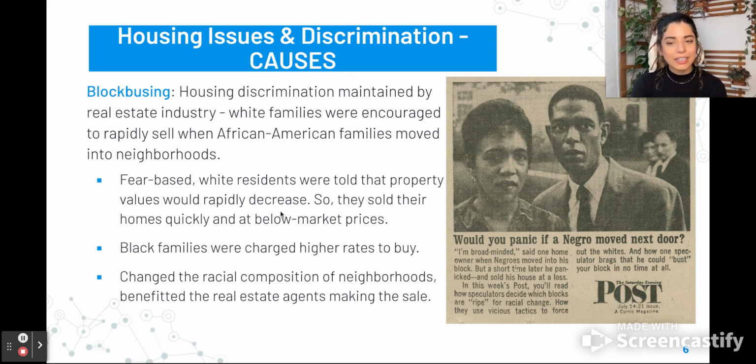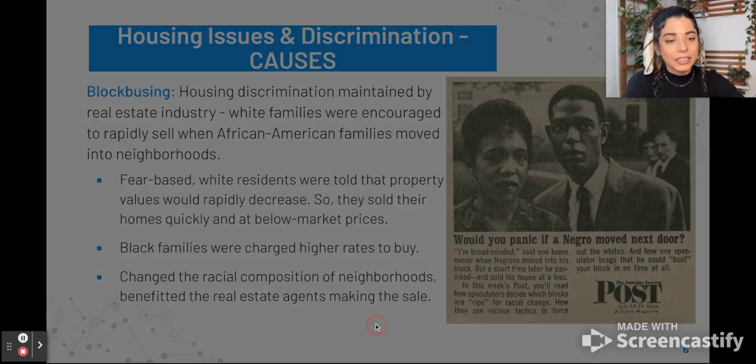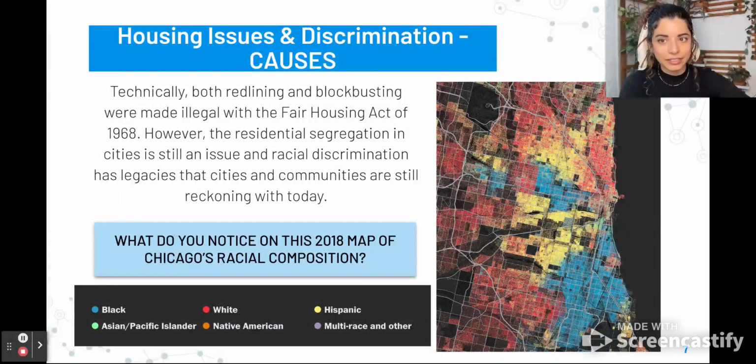And, you know, at face value, they would say that the reason would be that it was an economic decision, but ultimately it also came down to racism, right? So Black families were charged higher rates to buy as well. And we saw this changing of racial composition in these neighborhoods. And ultimately it was the real estate agents and agencies that would benefit from making money. So this is an actual newspaper article published during that time period. So yeah, it was something that was very pervasive.